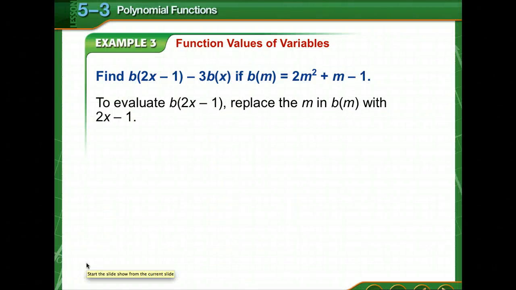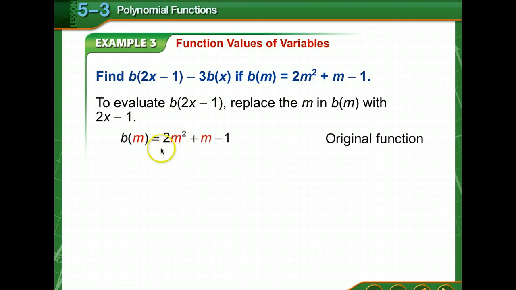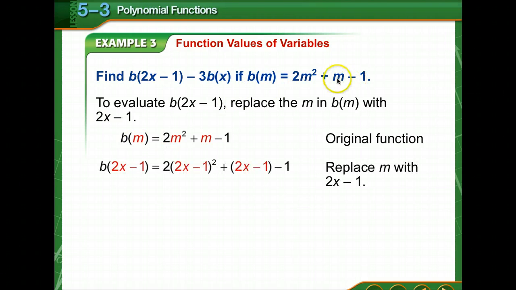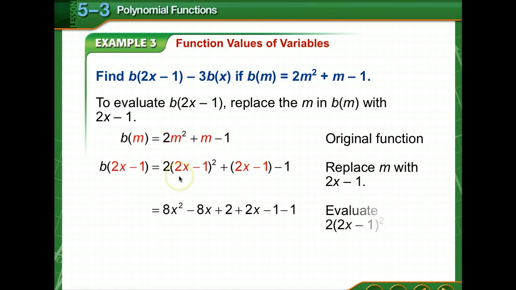Okay, so now we're going to evaluate b of 2x minus 1, and we're going to replace the m in this b to the m with 2x minus 1. So we're going to use this function, and everywhere there's an m, we're going to replace it with 2x minus 1. And simplify.